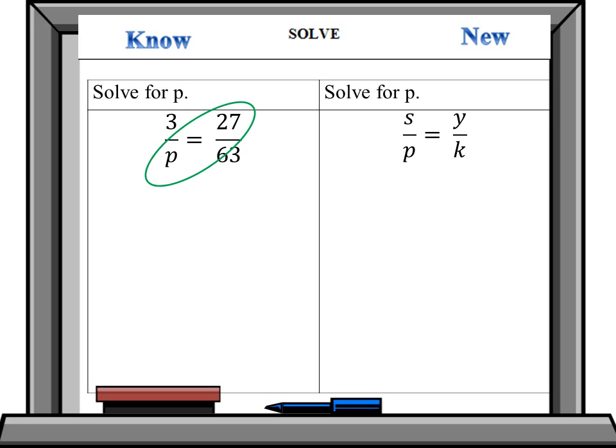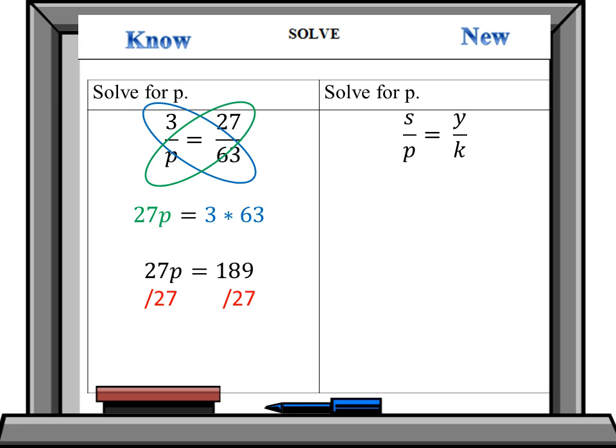If I multiply p to 27 and 63 times 3, I end up with 27p equals 3 times 63. When I simplify, I get 27p equals 189. Since 27 is being multiplied to p, I need to do the opposite operation and divide by 27 to both sides. This gives me that p equals 7. To double check this, plug 7 into my denominator and you'll notice that 27 over 63 does reduce to 3 over 7. Follow those same steps over here with our literal equation.